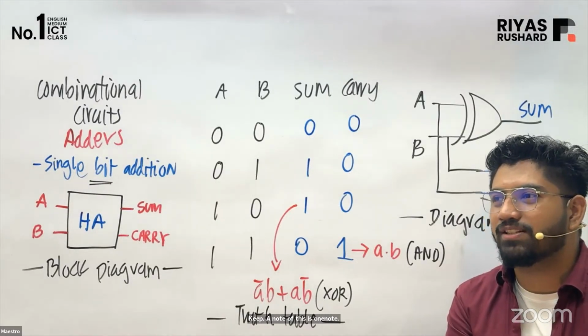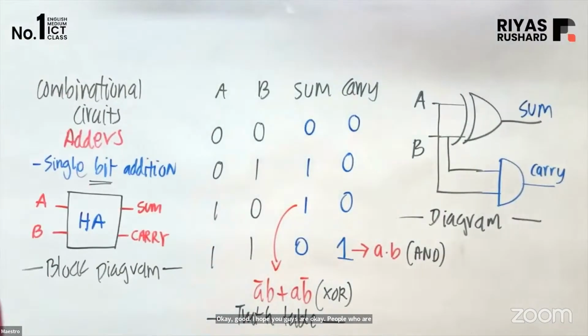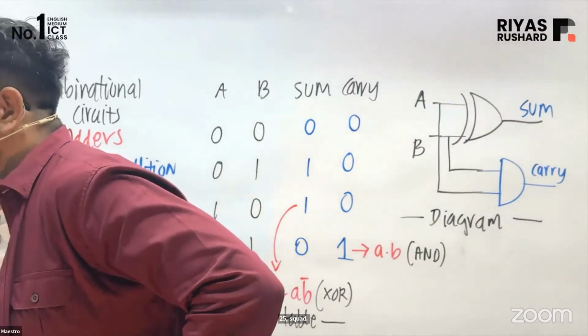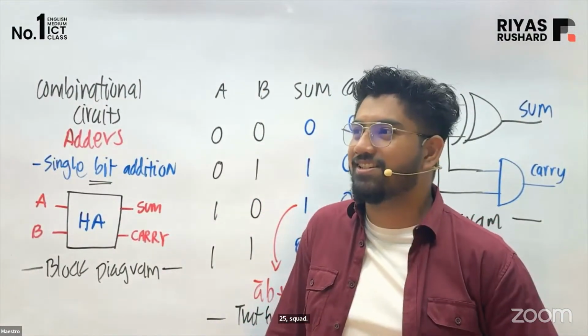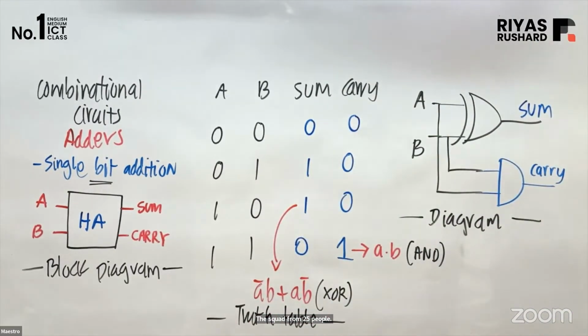Okay, good. I hope you guys are okay. People who are from the 25 batch, can we have a raise up button? Just wanted to see how many people have joined from the 25 batch. The 25 squad. Yeah, spy is also there. Okay, so the extras from 23, 24.